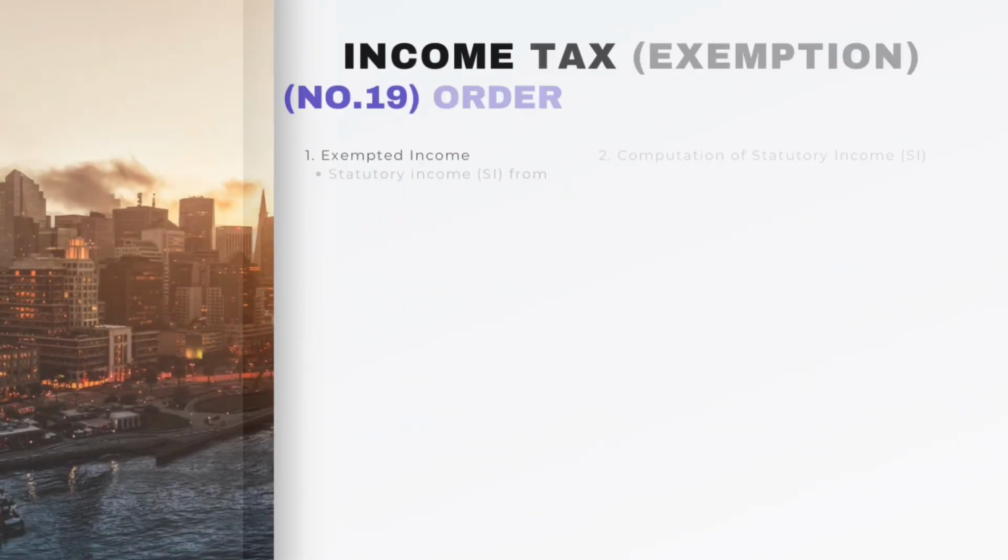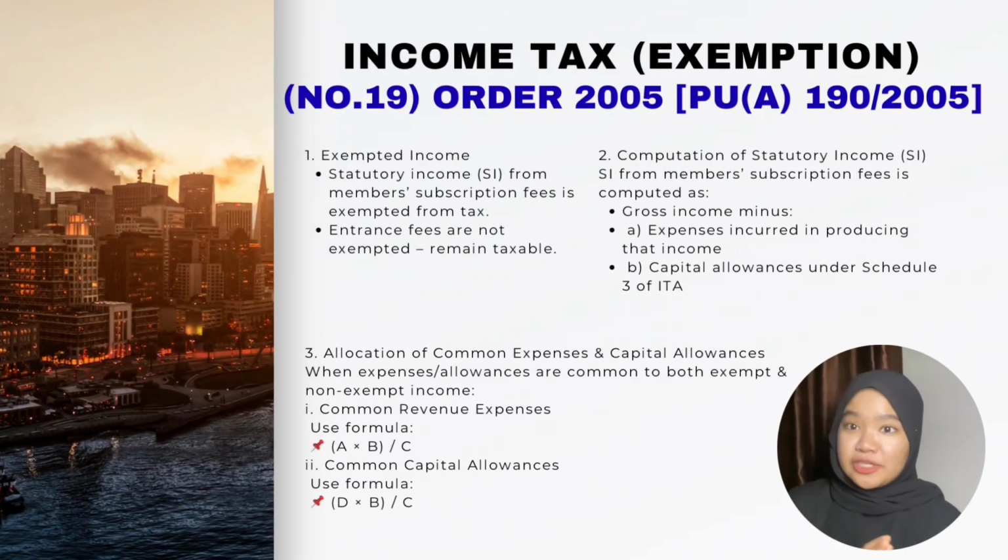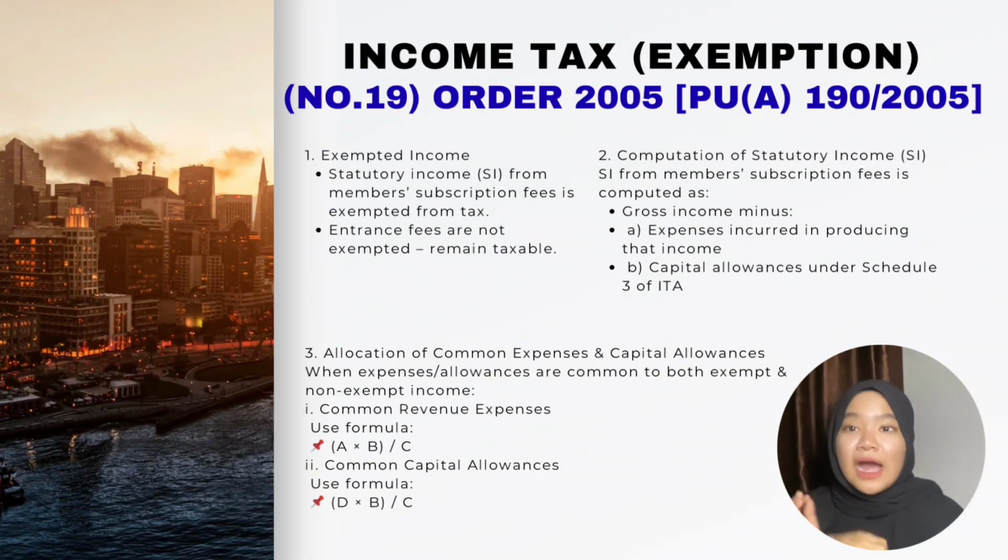This is a tax exemption order for trade association issued in 2005. Under this order, income from member subscription fee is exempt from income tax. However, entrance fees are still taxable. Also, if the association has both exempt and taxable income, expenses and allowances must be split using a set formula.